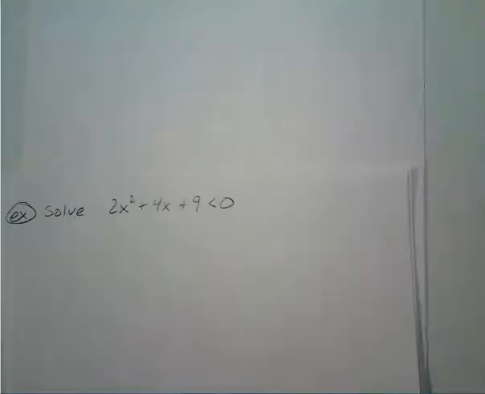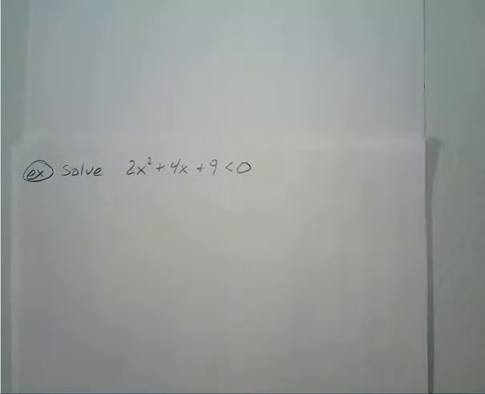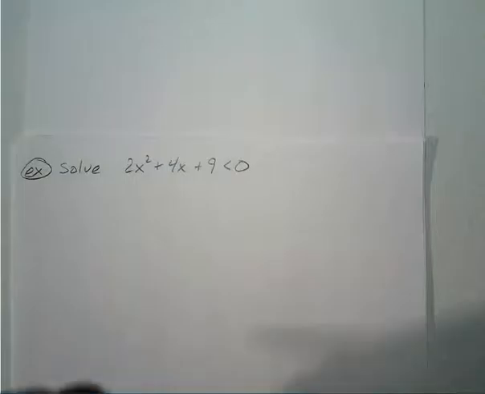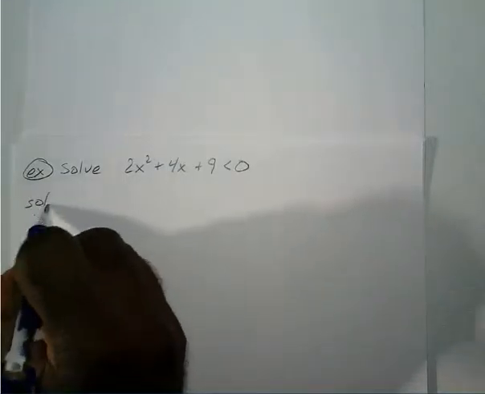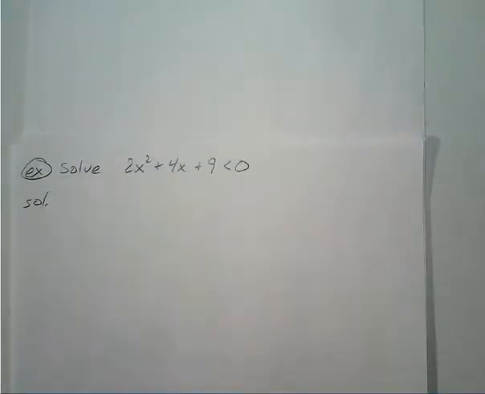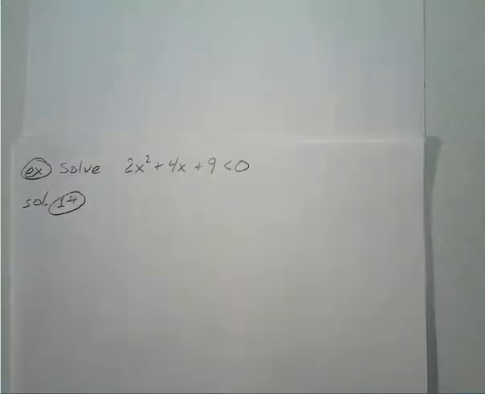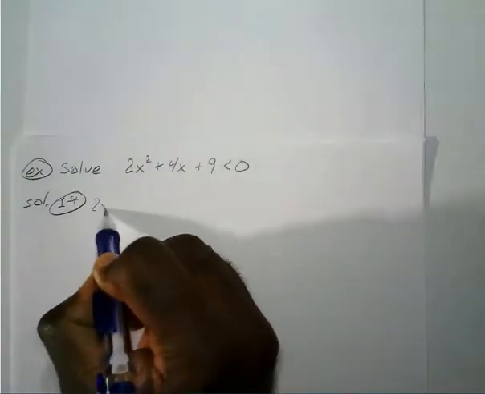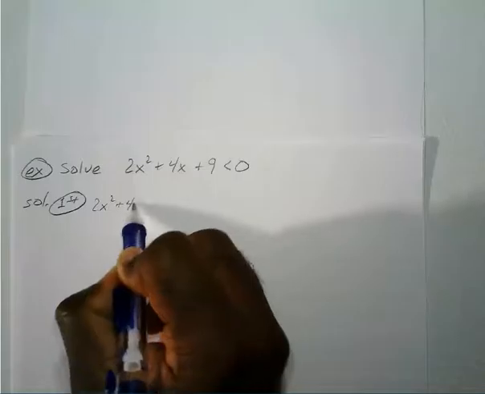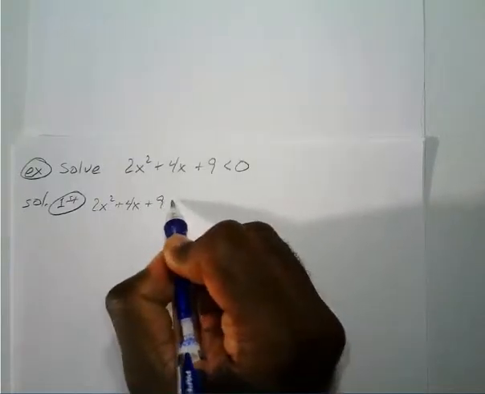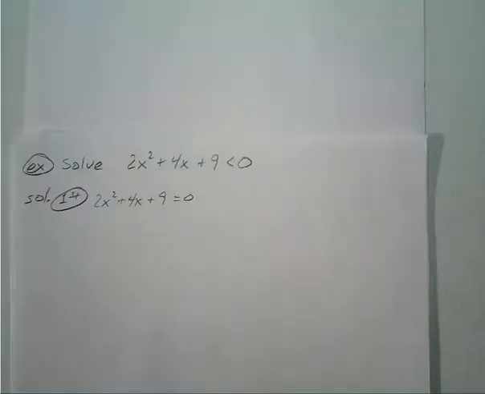Okay, bring that down. Okay, so we have 2x squared plus 4x plus 9 is less than 0. Alright. So we know for our first step, we have to factor and solve the standard equation. So that's 2x squared plus 4x plus 9 equals 0.